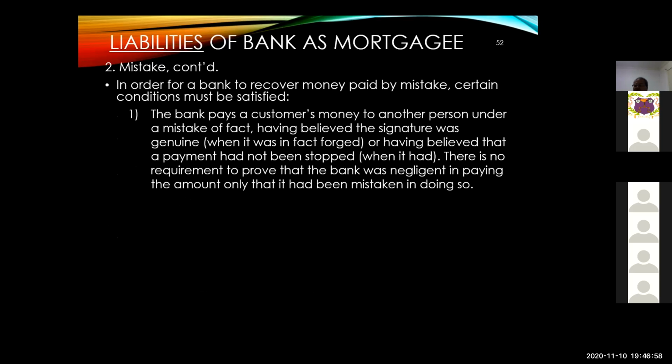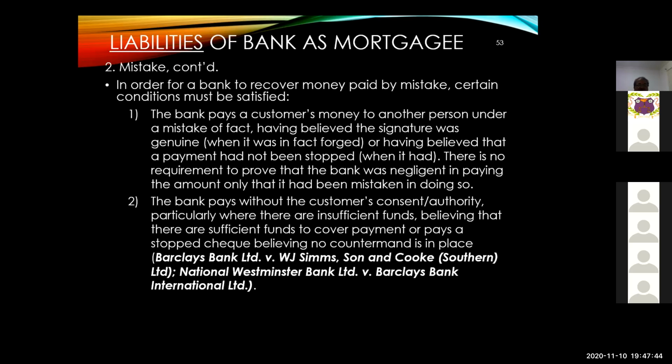Okay. So the first of three conditions that must be satisfied is where the bank pays a customer's money to another person under a mistake of fact, having believed the signature was genuine when it was in fact forged, or having believed that a payment had not been stopped, that is, a stop payment had not been put on the check, when in fact it actually had. There's no requirement to prove that the bank was negligent in paying the amount, only that it had been mistaken in doing so.